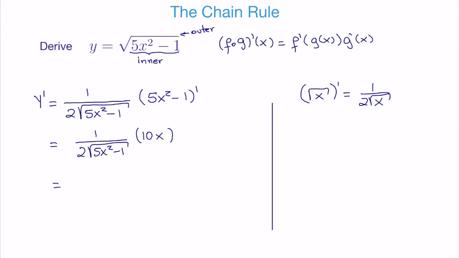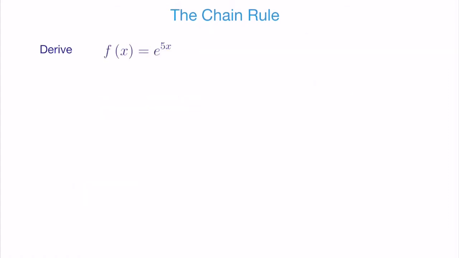This is just a little algebra. This is 10x over 2 square root of 5x squared minus 1. After simplifying, it is 5x over square root of 5x squared minus 1. Once you get used to applying the chain rule, you'll find it's easy. One more example. E to the 5x.